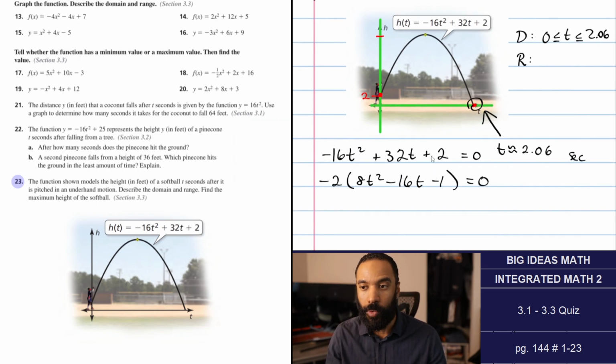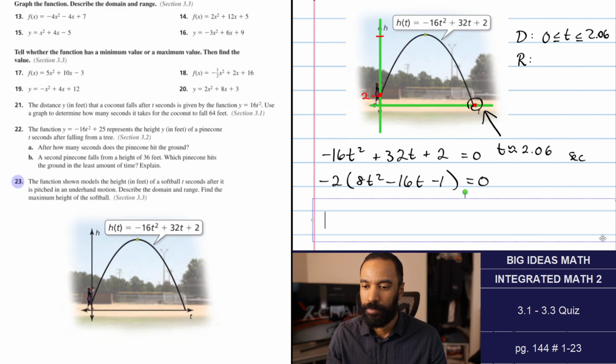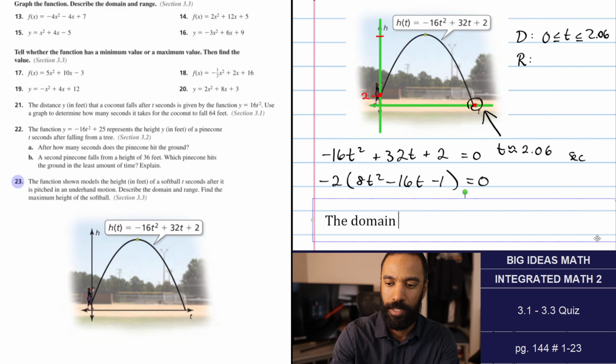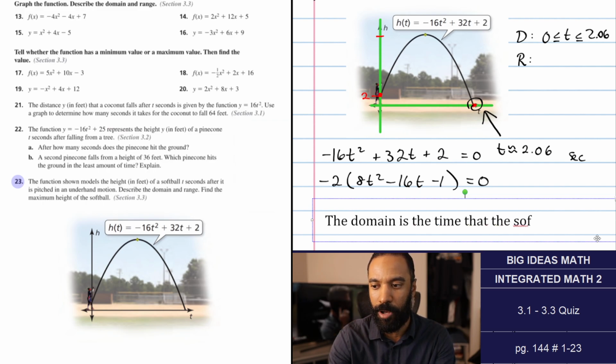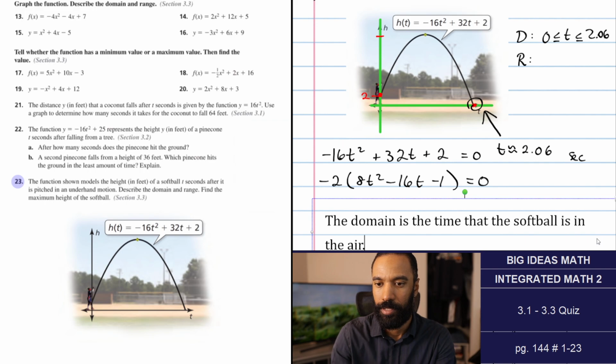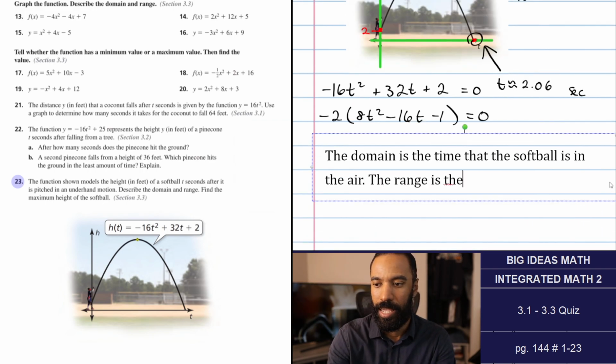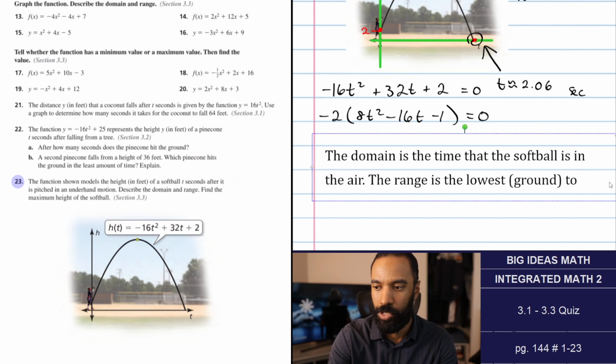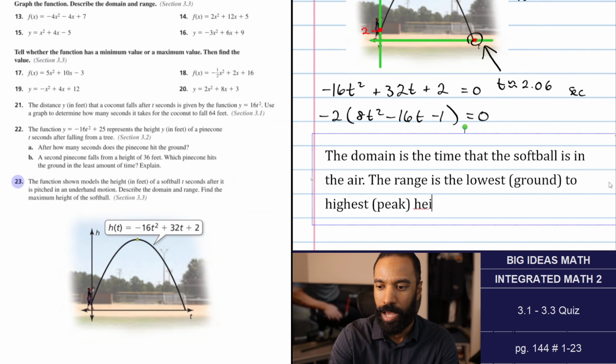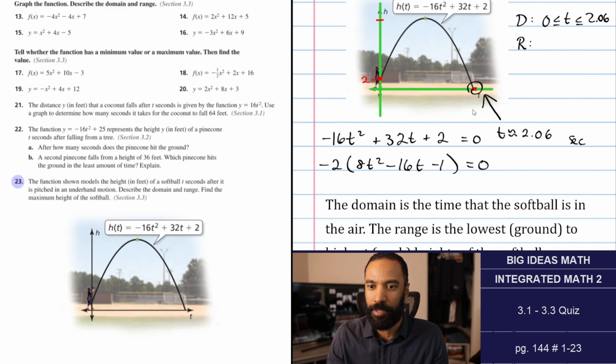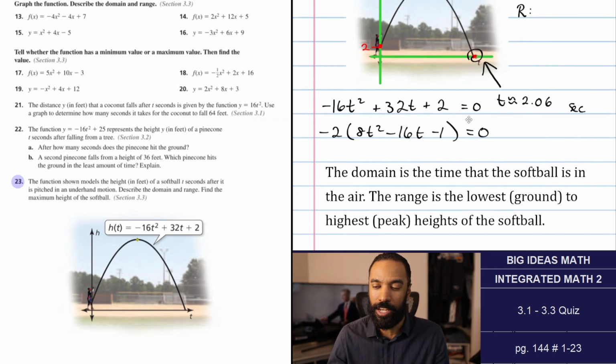Well, let's describe them now. So the domain is the time that the softball is in the air. The range is the lowest to highest ground, let's see, ground to highest peak heights of the softball. So that's the description. Let's actually find that range by finding that other part.